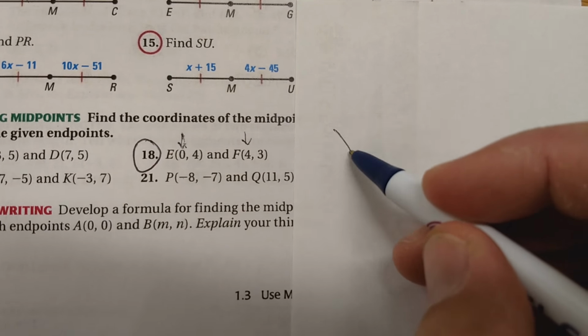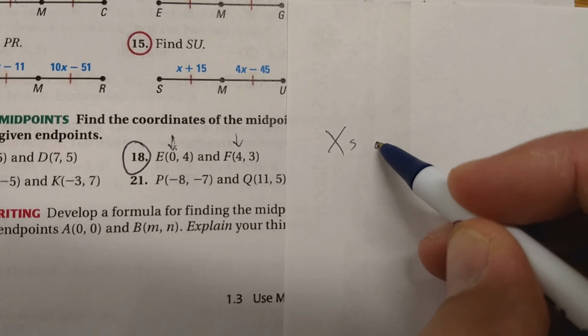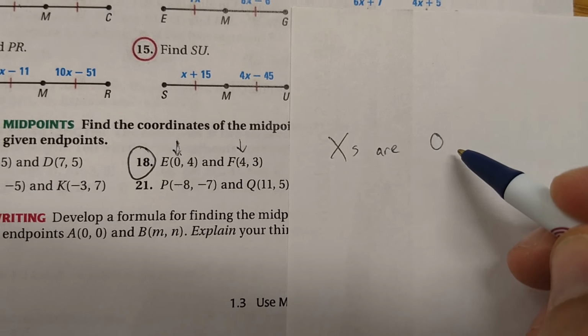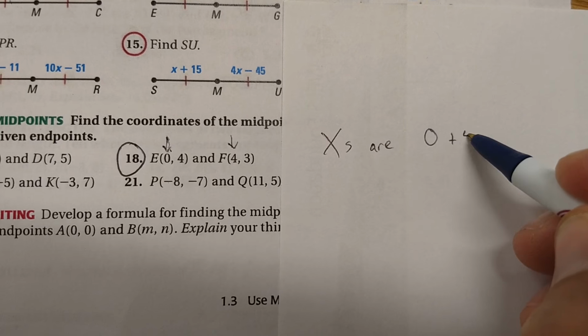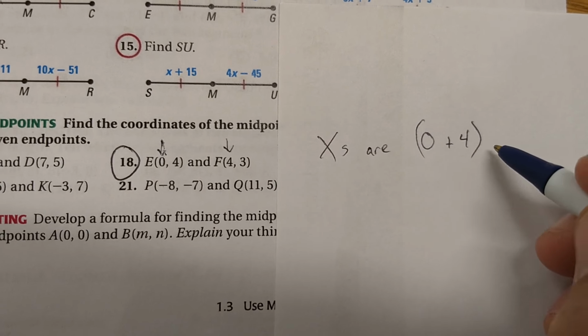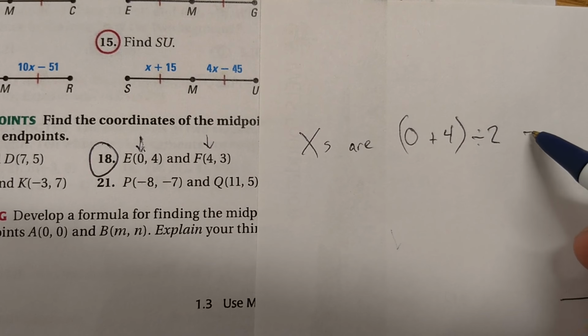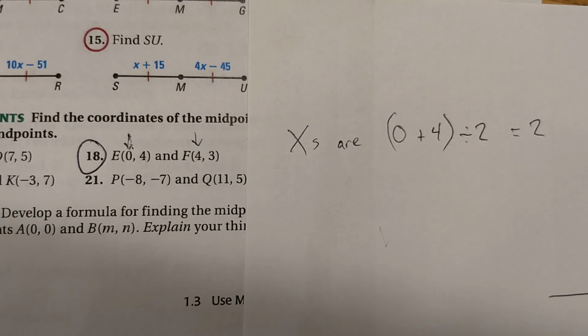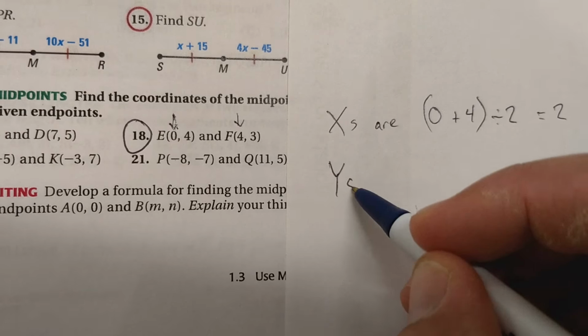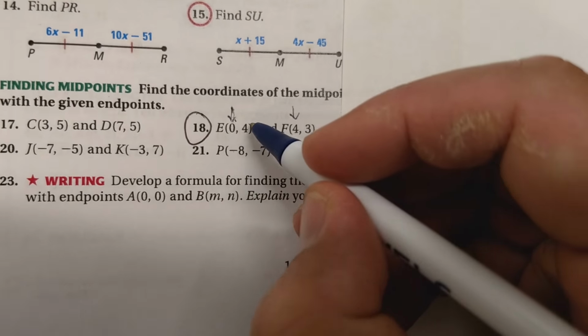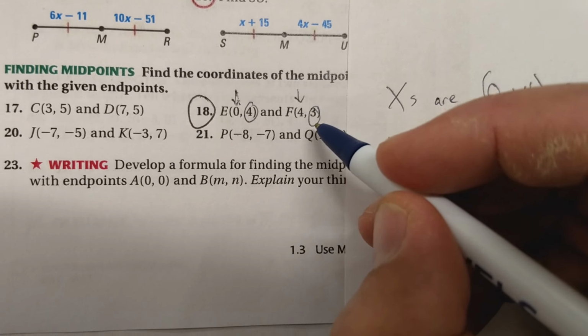So what that means is, I'm going to say my x's are 0 and 4. I'm going to add those together and then divide by 2. 0 plus 4 is 4. When I divide by 2, I get 2. And then you can do the same thing for your y's. Your y values here, 4 and 3.